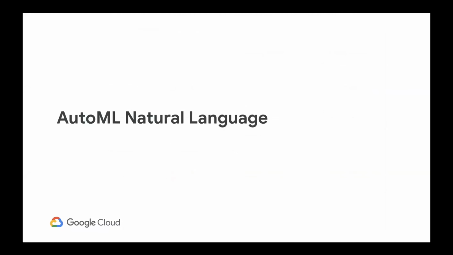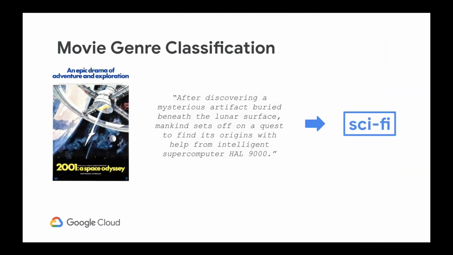AutoML natural language, let's talk about that. And by the way, I'm going to show a demo at the end, so you'll see the user interface and how to use these products. So AutoML natural language, just like I mentioned before with the image use cases, is what if you're trying to do something a little bit different from a standard use case? So here we're doing something like, say we wanted to take a description of a movie and get the genre from it. Just an example of a different type of problem using text.